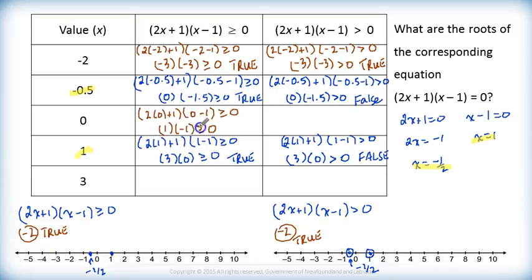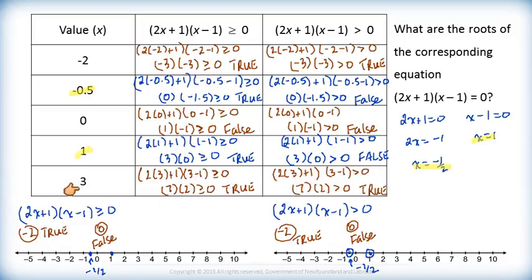Well, it looks like I wind up with 1 times negative 1 when I put 0 in. That's going to be false. It's not greater than or equal to 0. And of course, it's also false in the other one. So keeping track of that on my number line, my 0 is between the negative 1/2 and the 1 in both cases. And meanwhile, when I put in the 3, I get true statements again. So let's record those on the number line.